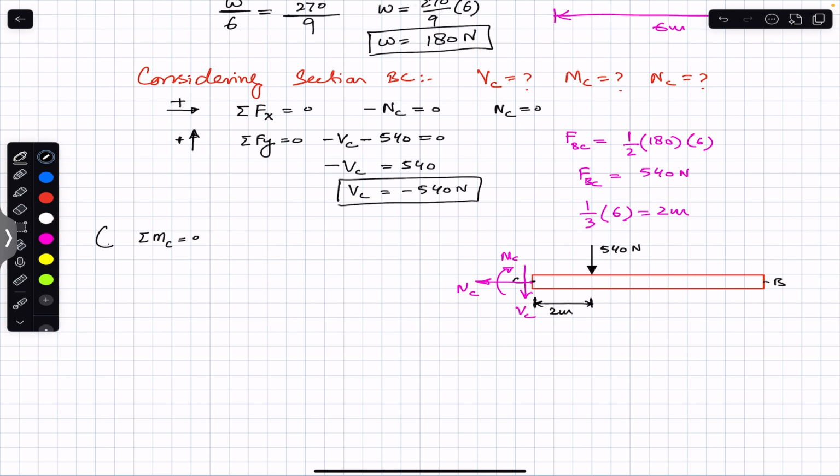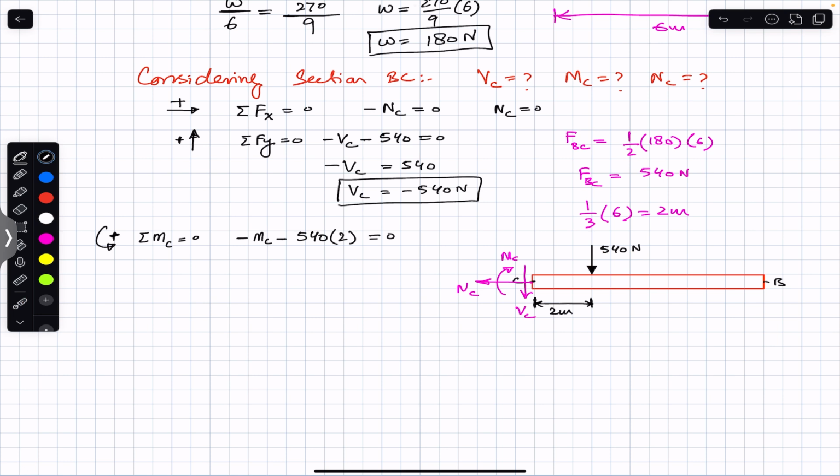Counterclockwise moment is considered to be positive. So the assumed direction of MC is in the clockwise direction. So we will write minus MC. And this 540 Newton force is producing the clockwise moment about point C. So the clockwise is again negative, minus 540 into the moment arm. The perpendicular distance of this 540 Newton force from C is 2 meters. So we will multiply this with 2, and this is equal to 0.